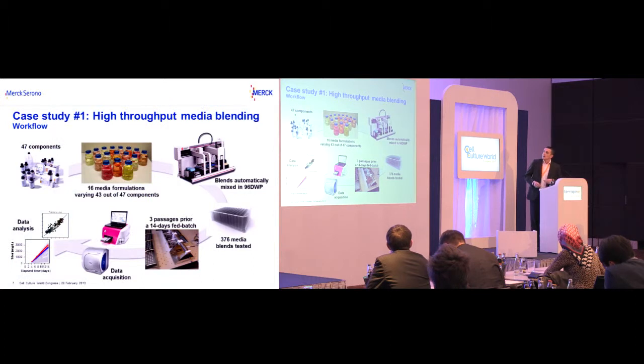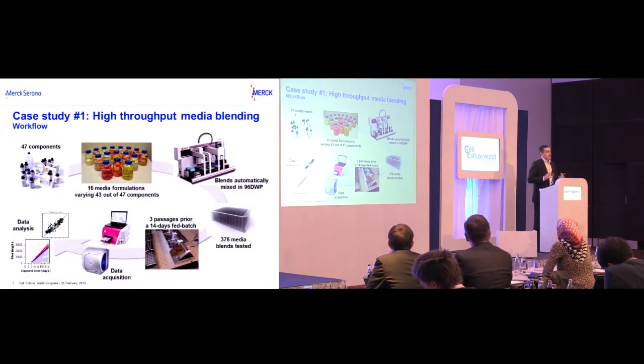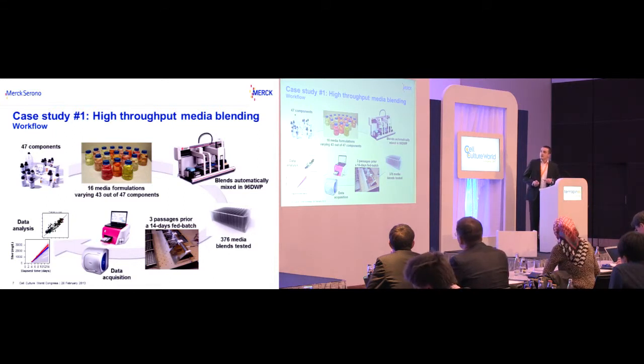So we are targeting to fully design our medium. So here is the workflow. We are starting from the 47 components that we have in our proprietary medium, the first generation, I will call it that. And we will make 15 formulations. With these 15 formulations, we will blend them in a deepwell plate to evaluate them in a fed batch culture. And we are evaluating about 400 cultures in parallel. The most important thing here is the design of the 16 media formulations.